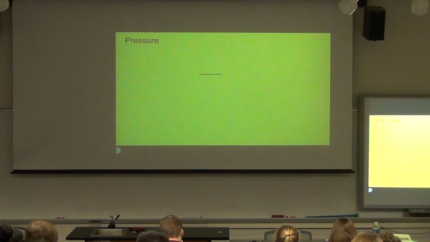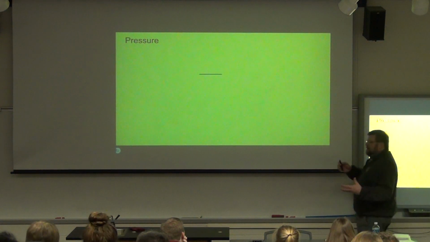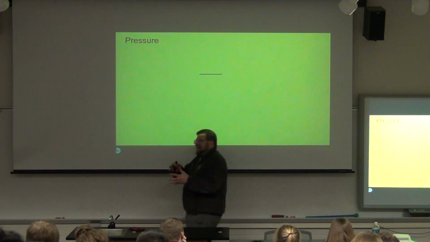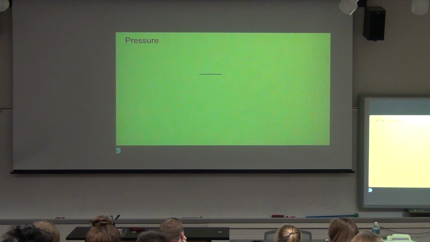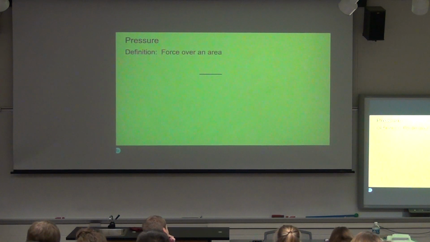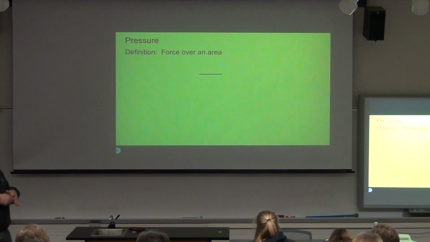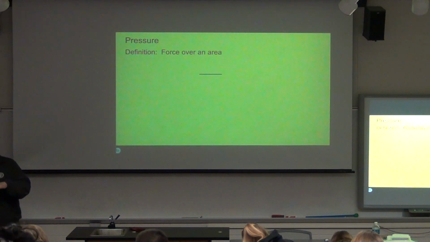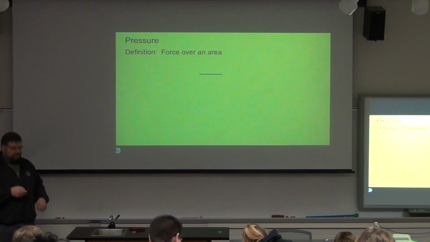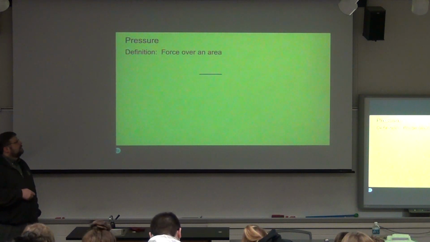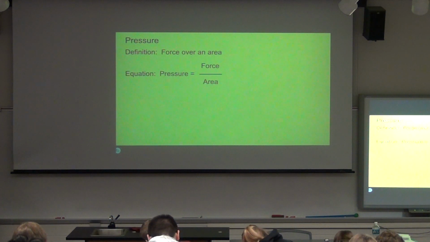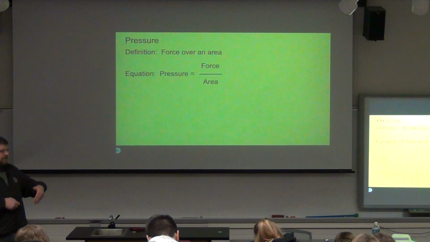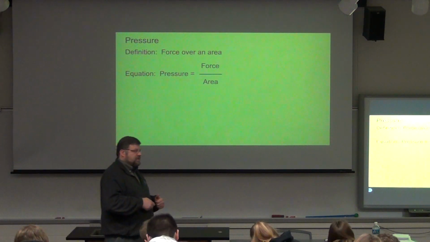All right, pressure. So we talked about compressibility. We can put pressure on a gas and squeeze it down into a smaller volume. So how do we measure that and how do we talk about pressure? Well, the definition for pressure is a force over an area. So it's a force applied over an area. So the equation would be force divided by area is what pressure is equal to. Force divided by area.